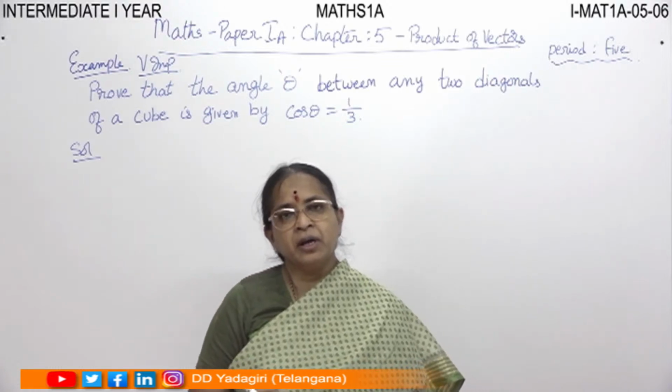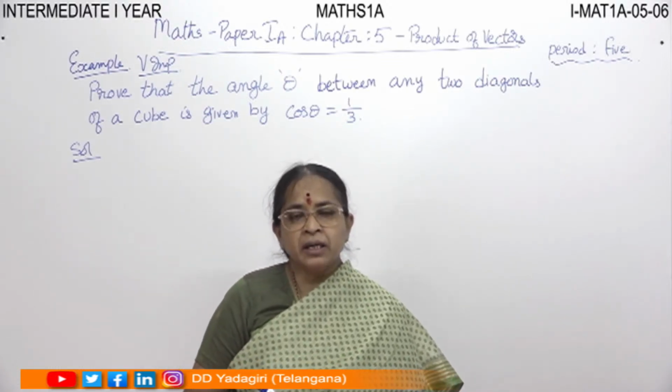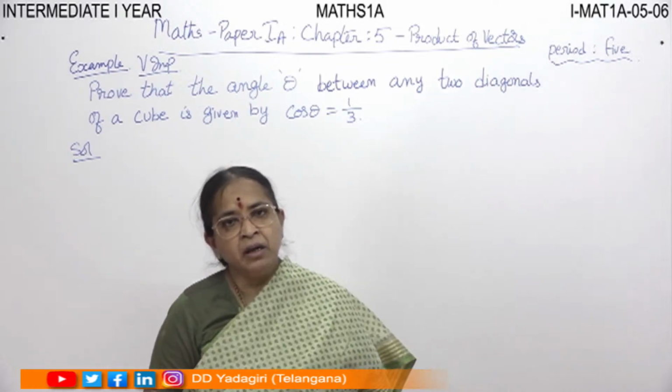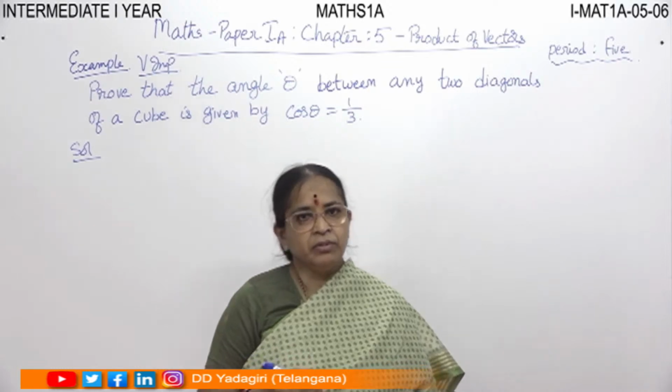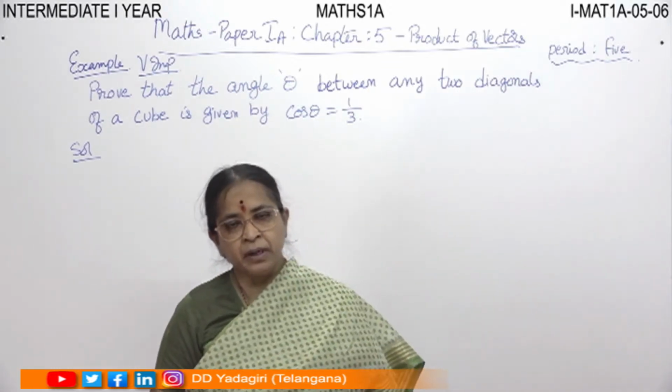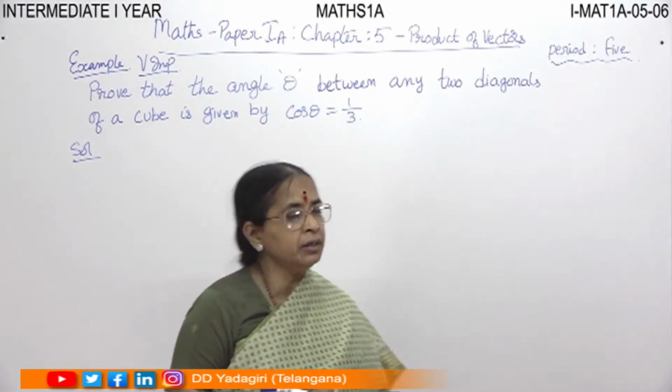Altitudes are concurrent, and then we proved that the angle in a semicircle is a right angle. All that we proved by using the vector method. Now we have an important example. This is very, very important.